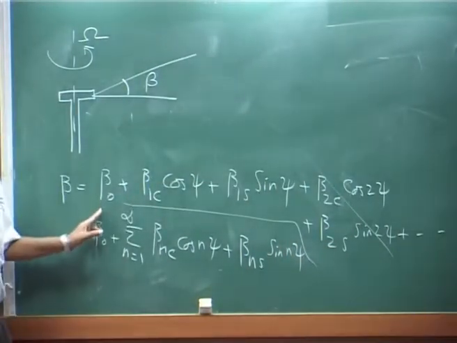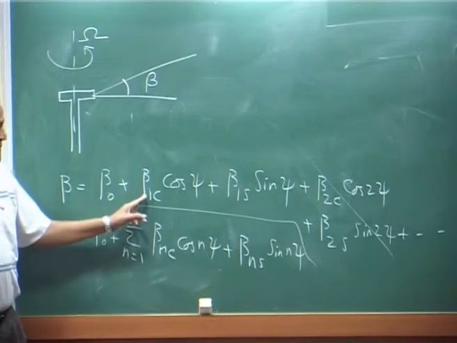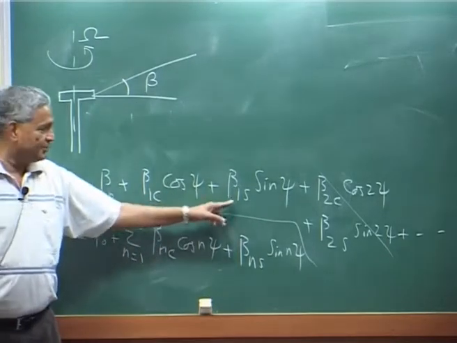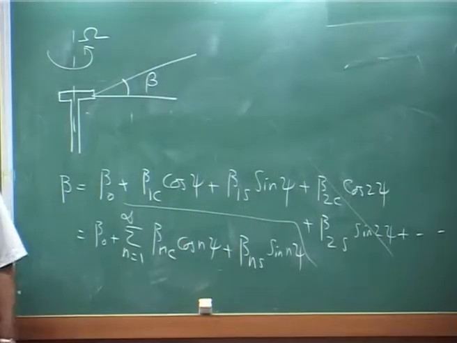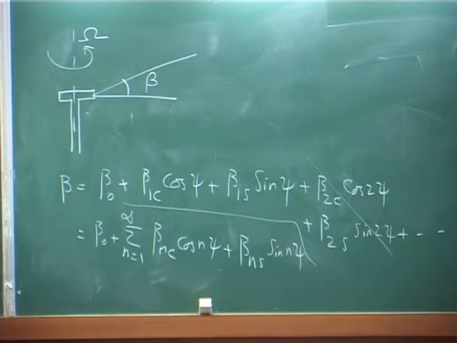So, there is a beta naught, beta 1c cosine psi, beta 1s sin psi, okay. Only 3 term approximation. Please understand, this is an approximation I am making for the motion of the blade. Physically, we will look at how it really represents, what it really means.